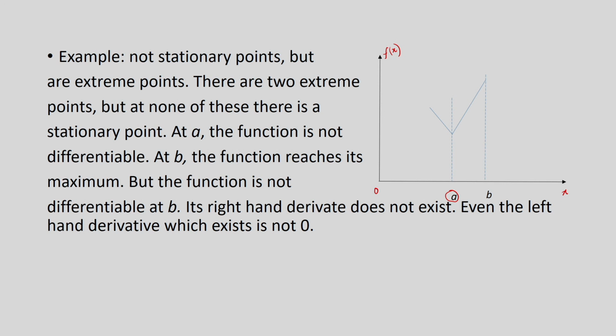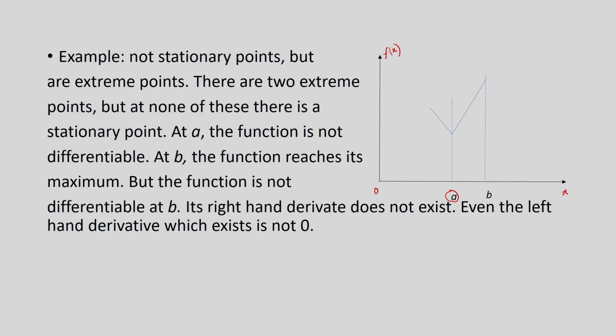So, remember what is the idea of differentiability. At that point where the function is supposed to be differentiable, the left hand derivative and the right hand derivative must be equal, and in this case we wanted the left hand derivative to be equal to 0, only then it could have been a stationary point. But the problem here is, although the left hand derivative exists, it is not equal to 0. So, here is the third example where you do not have stationary points, but still there are extreme points.